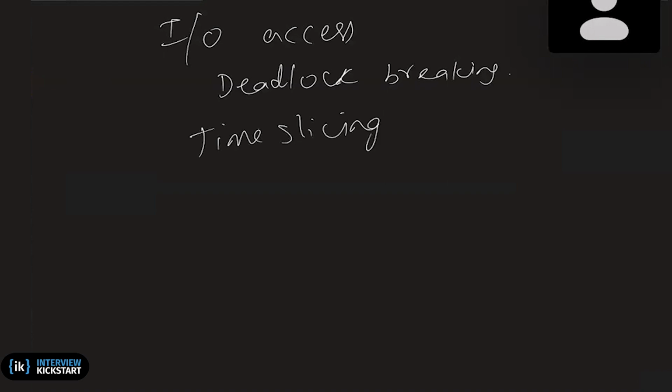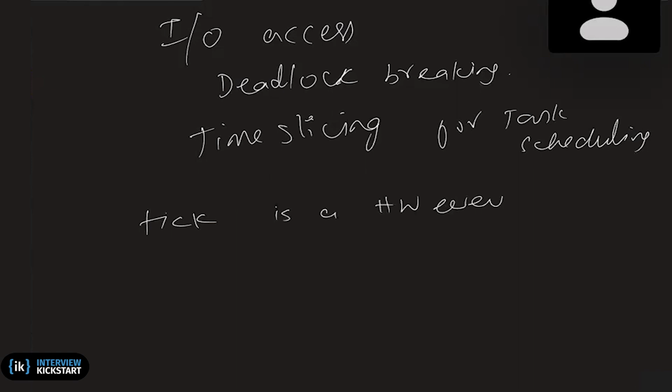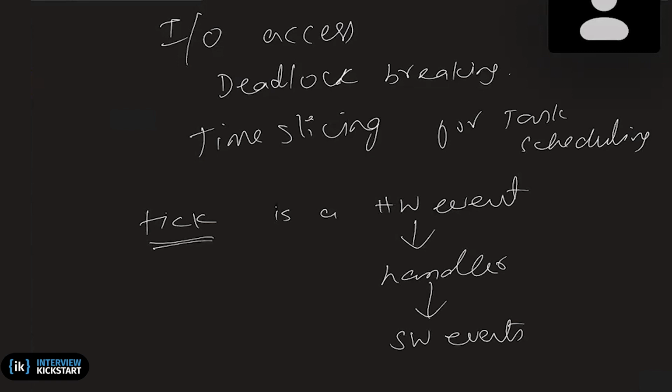It's not typical in real-time systems, but you might use time slicing for task scheduling. For various internal uses, a timer is used. In a typical system, the tick which is programmed is a hardware event, which eventually calls the handler, and then it eventually handles the software events, including the OS events. So as you can see, every time this tick fires, basically every time the hardware timer expires, it generates an interrupt, which is an overhead.